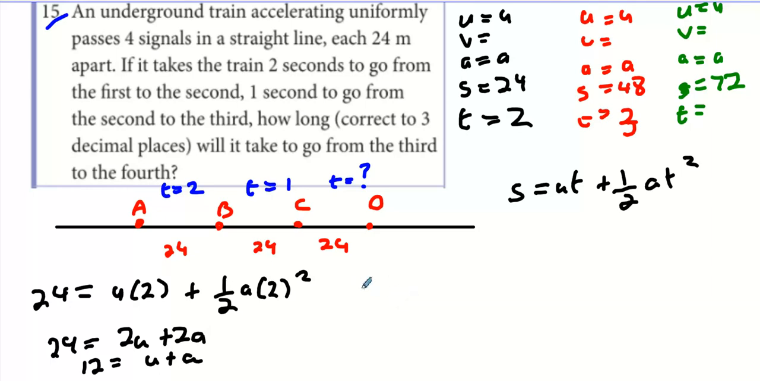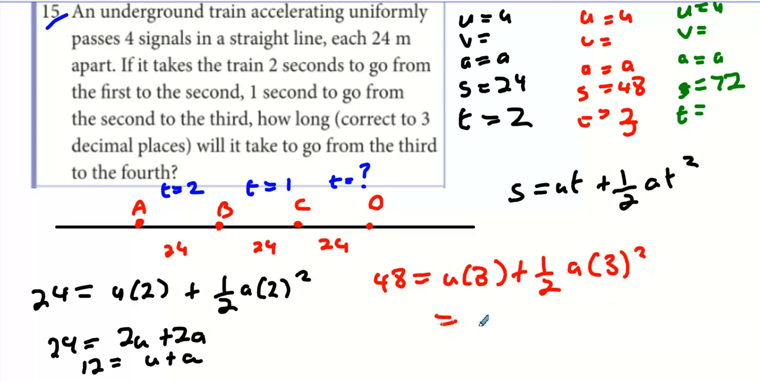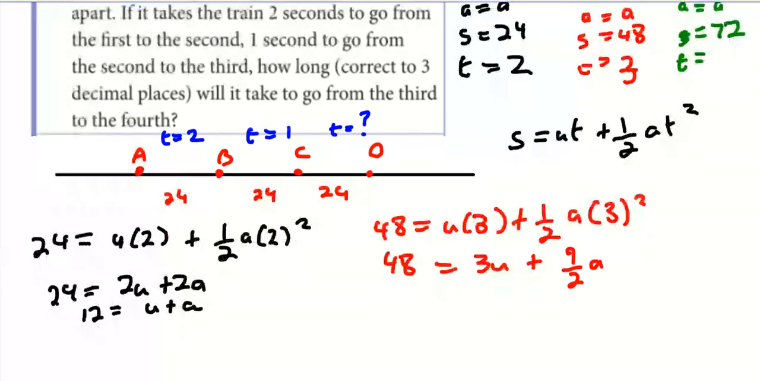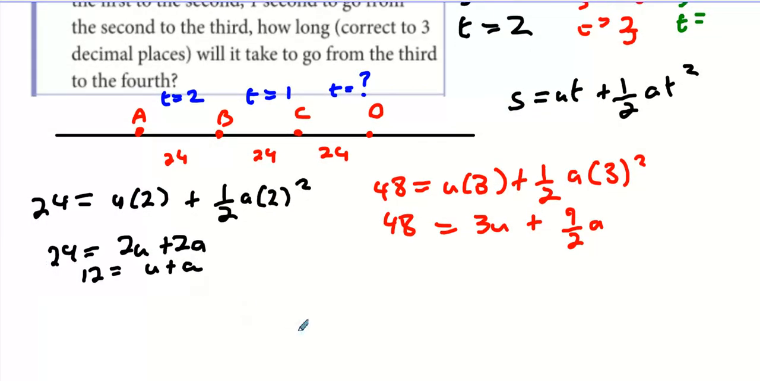Now red ones. 48 equals U times 3 plus a half A times 3 squared. 3U plus 9 over 2A equals 48. Inclined to double this. So 96 equals 6U plus 9A. Nah, just leave it like that, I suppose.